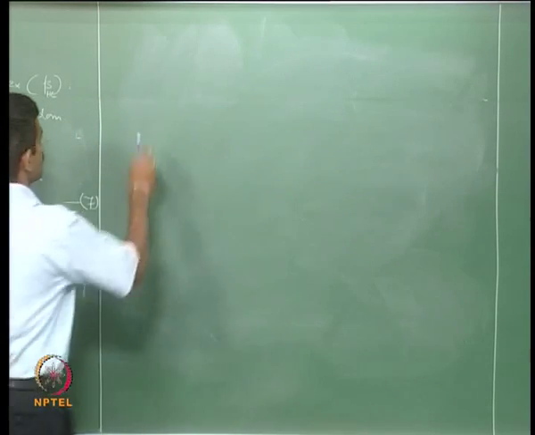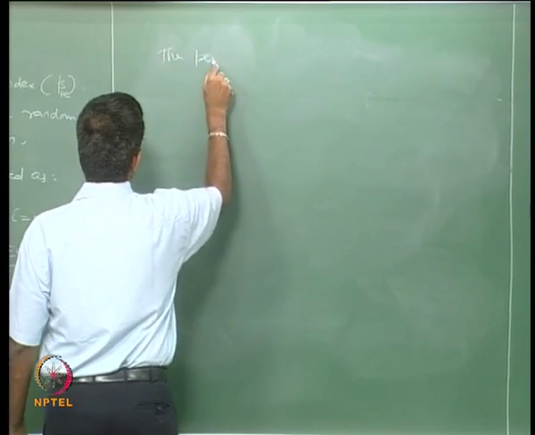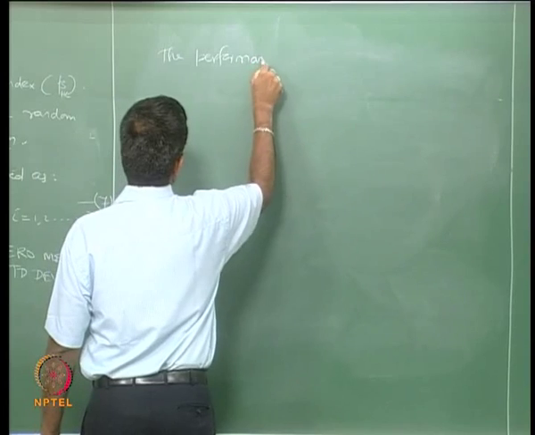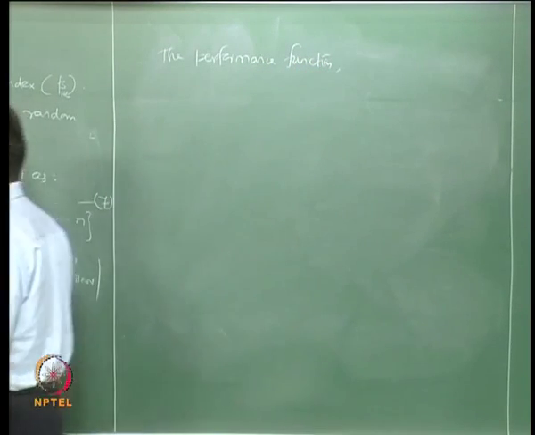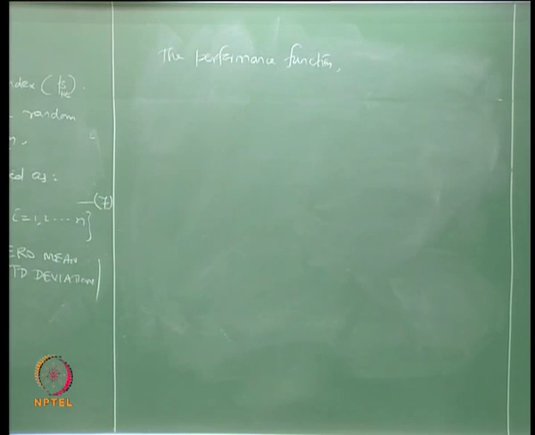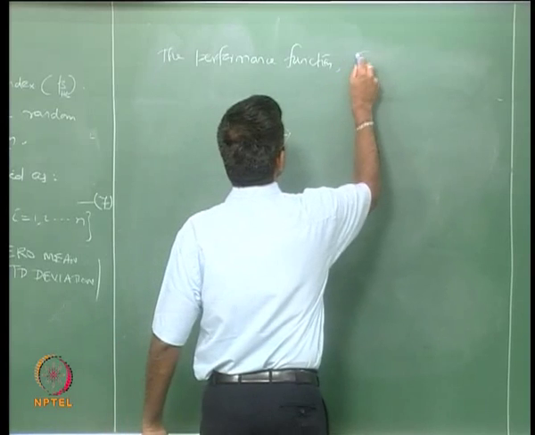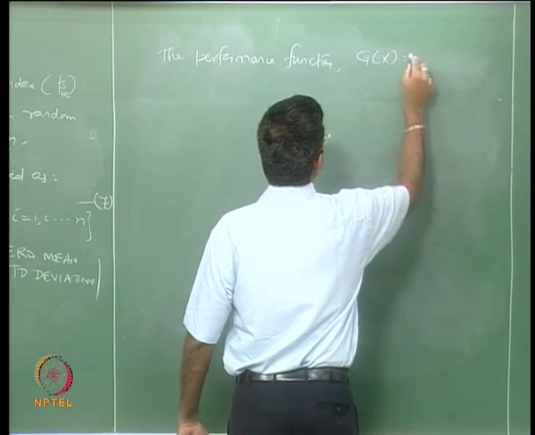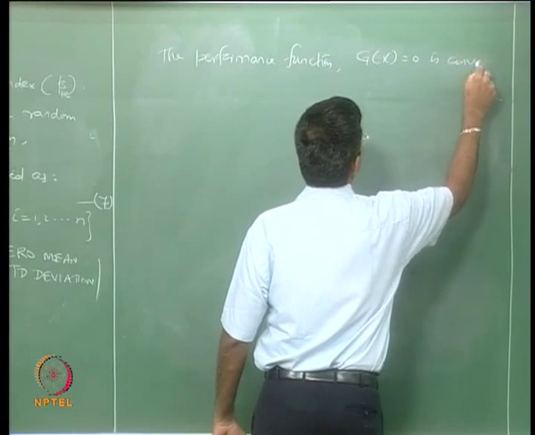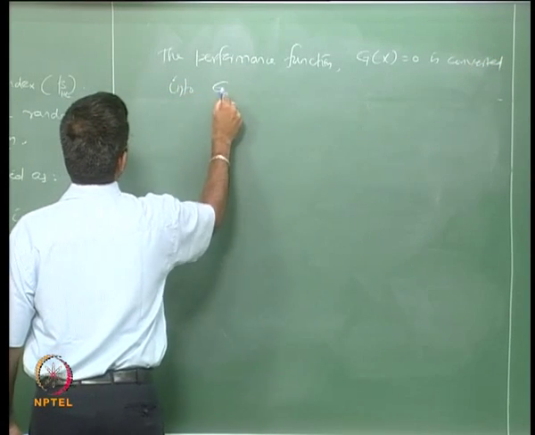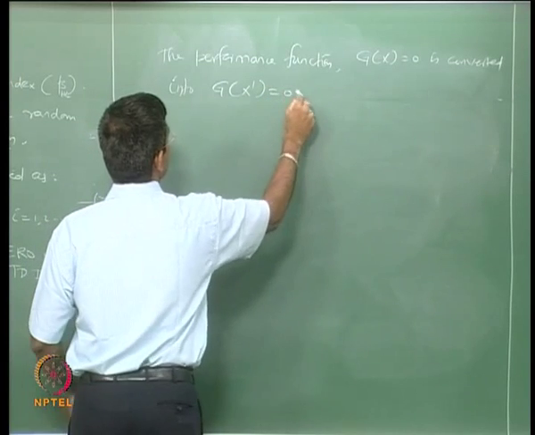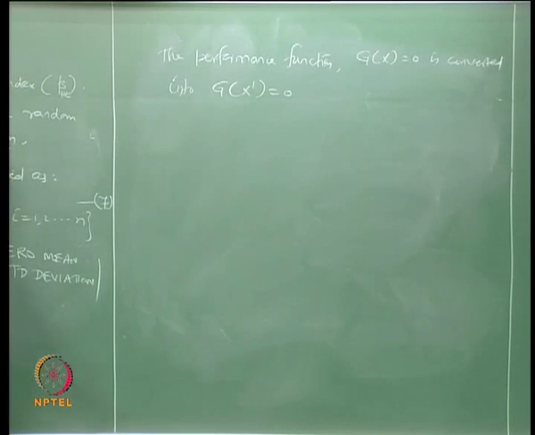Now the performance function g of x equals 0 is now converted into g of x dash equals 0. I am now transforming the variables from x to x dash.